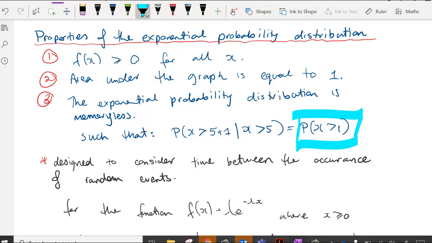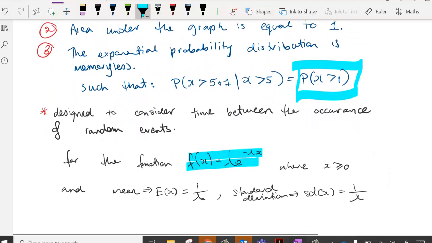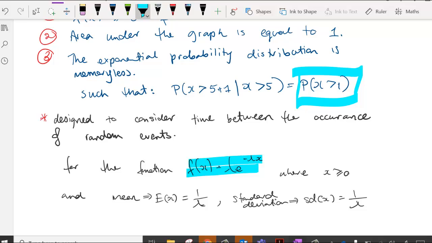So it was 5, we've gone 1 more than that, so we're just looking at that probability that x is greater than 1. These exponential probability distributions are designed to consider time between the occurrence of random events. In other words, we're going from this point and we're looking to determine the probability of an event happening between that time or beyond that time. It always follows this function, as we've already said, and we can calculate the mean. The mean will always be 1 over lambda, that parameter we were talking about, and the standard deviation will also be 1 over lambda.